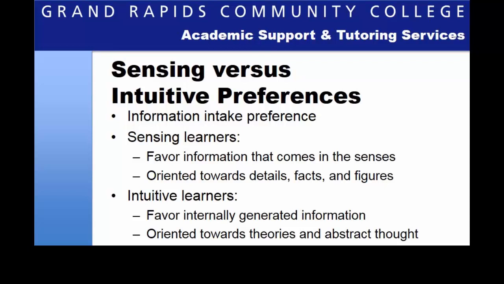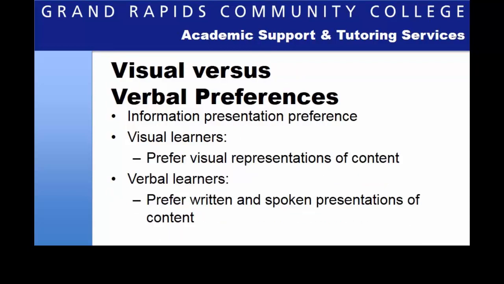It is important to note that everyone is sensing at times and intuitive at others. Felder suggests trying to strike a balance between the 2 preferences by employing learning strategies that cater to both preferences. By doing so, you may learn that your learning style preferences change over time as you find success with other learning strategies. The visual versus verbal dimension looks at how students prefer information to be presented.